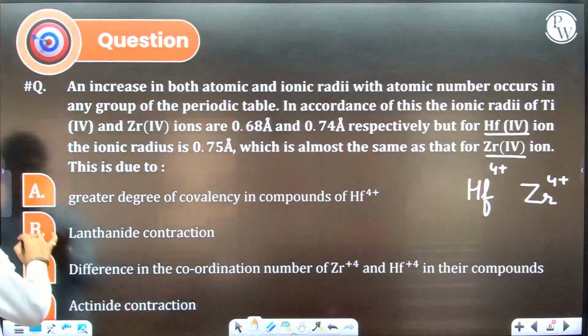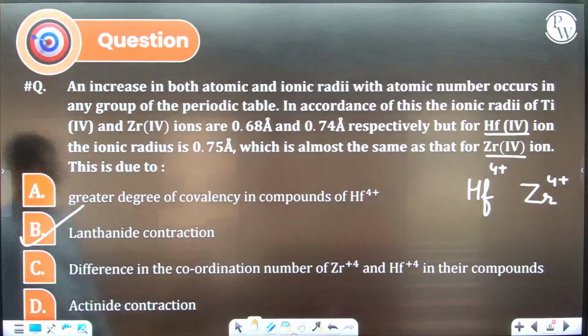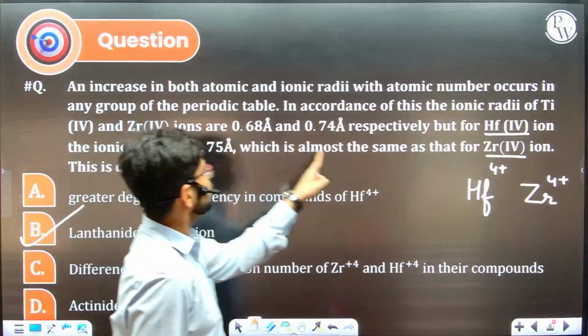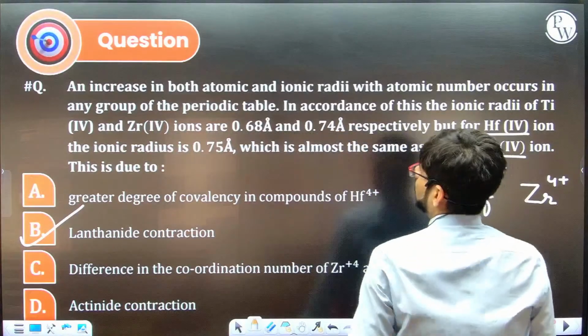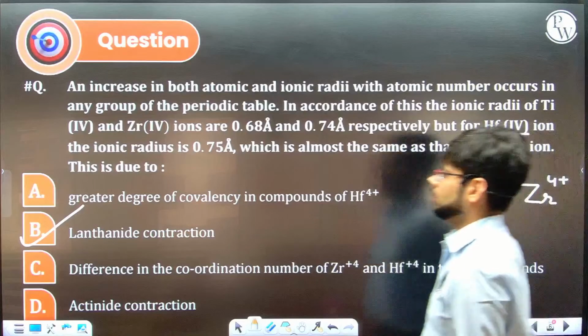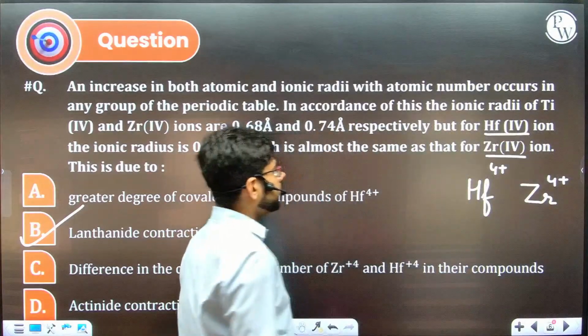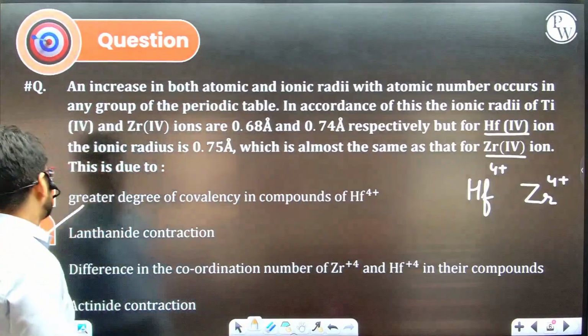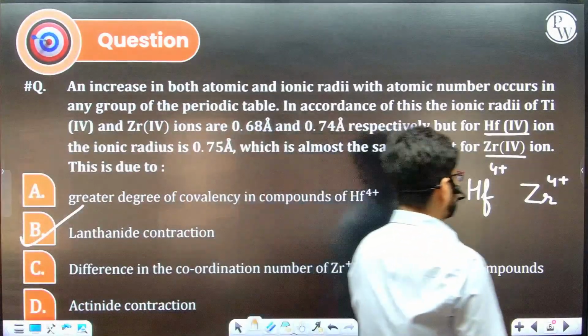Right? So lanthanide contraction is the reason we just discussed. See, 0.75 angstrom and 0.74 angstrom are almost the same. So Hf4+ and Zr4+ have almost the same size. So the reason is lanthanide contraction. Hence option B is the correct answer.